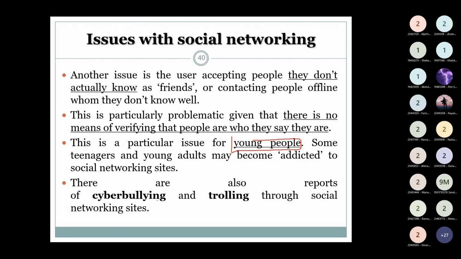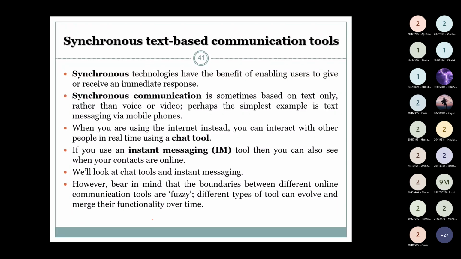Now come back to the synchronous text-based communication tools. Synchronous technologies have the benefit of enabling users to give or receive an immediate response. Synchronous communication is sometimes based on text only rather than voice or video. Perhaps the simplest example is text messaging via mobile phones. When you are using the internet instead, you can interact with other people in real time using a chat tool. If you use an instant messaging tool, then you can also see when your contacts are online.